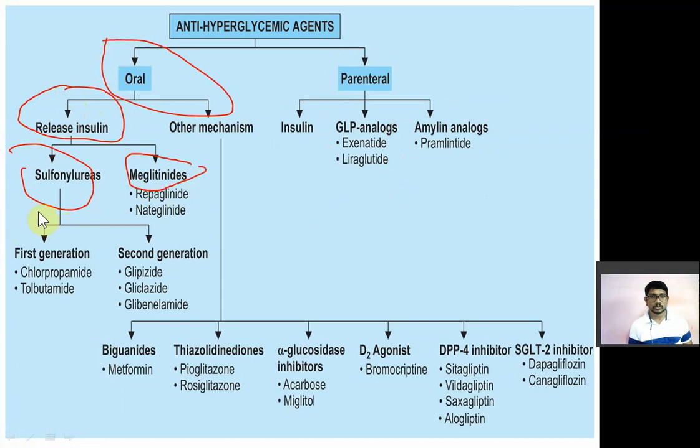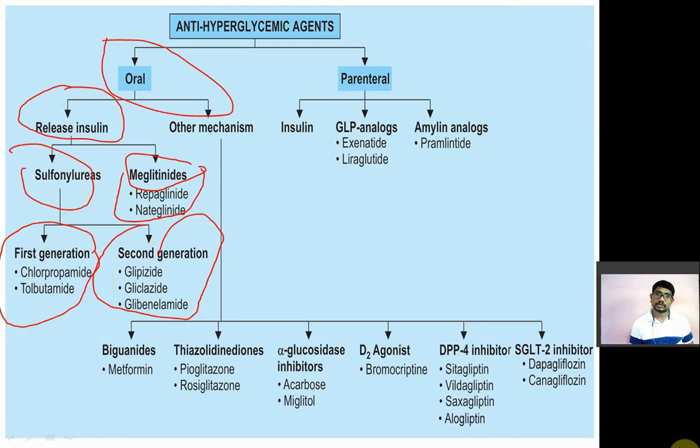Sulfonylureas again are classified into two types: first generation and second generation. In the first generation you have chlorpropamide and tolbutamide, and in the second generation you have glipizide, gliclazide and glibenclamide. Meglitinides are nothing but repaglinide and nateglinide. These are the two drugs belonging to the meglitinides.